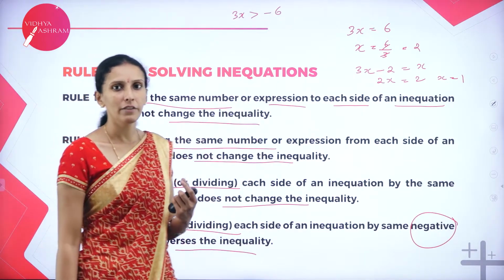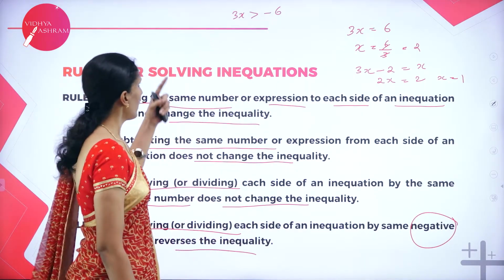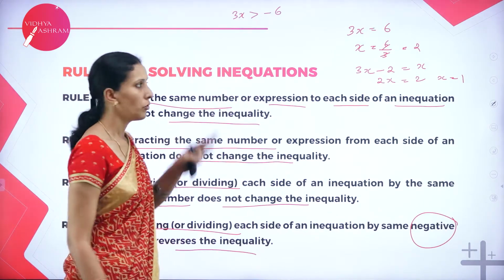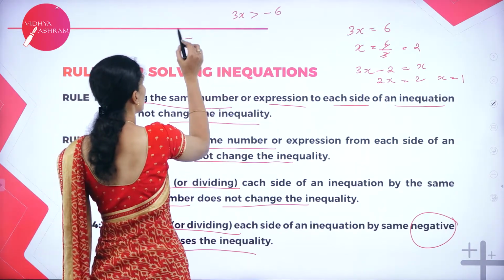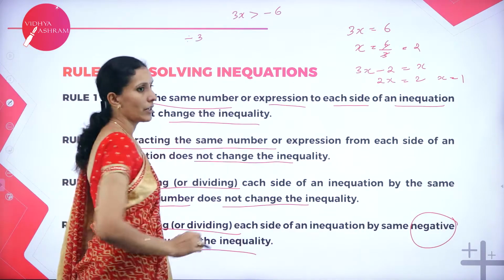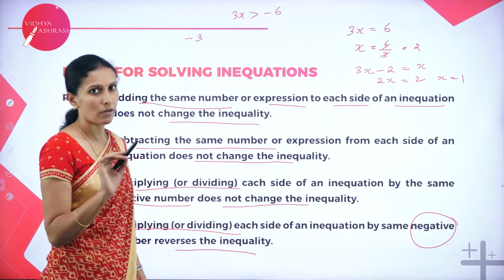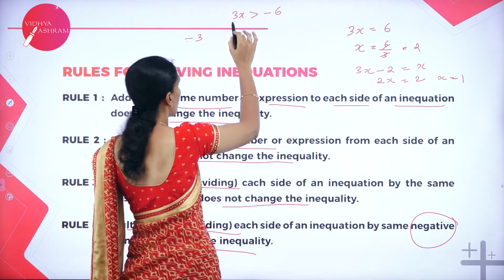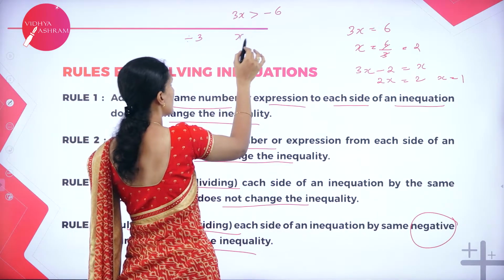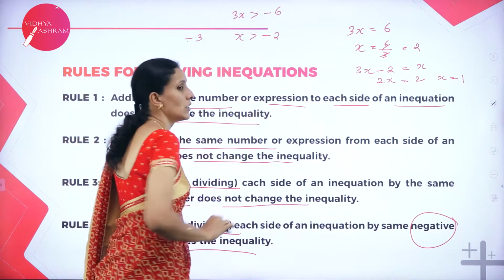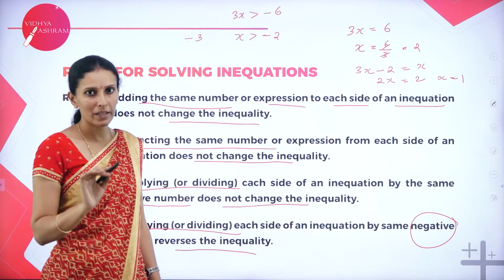For example, I'll take 3x is greater than minus 6. So here, to find the value of x, we cannot leave the 3. So what should we do? We should divide by 3 on both sides. So you are dividing with a positive number. When you divide by the positive number, 3x by 3 is x, greater than minus 2. So here the inequality remains the same.